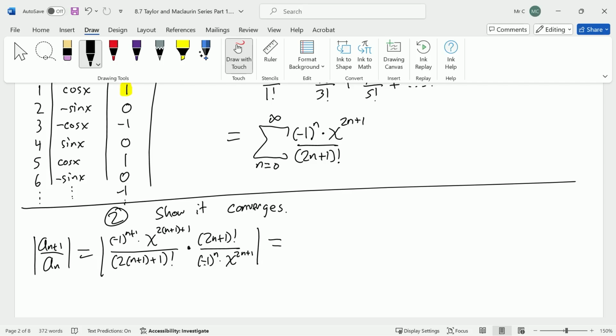Negative 1 to the n plus 1 over negative 1 to the nth power leaves us with just a single factor of negative 1. And here we've got x to the 2n plus 2 plus 1. It's x to the 2n plus 3 times 2n plus 1 factorial over, this will be 2n plus 2 plus 1, that's 2n plus 3 factorial, and then this term is x to the 2n plus 1.